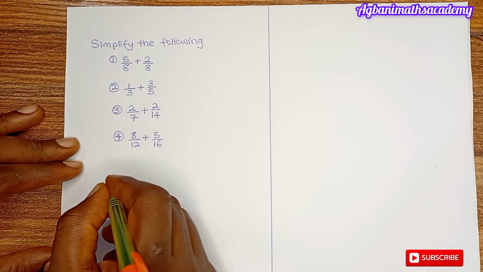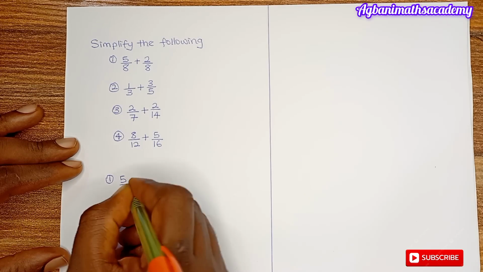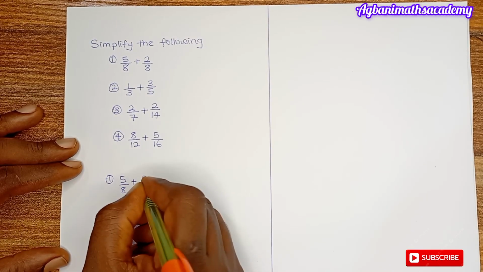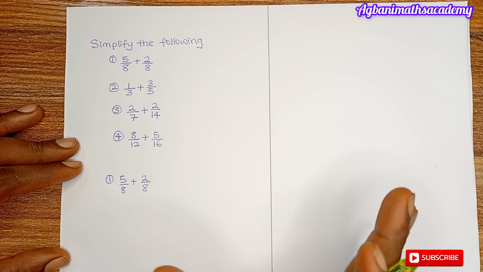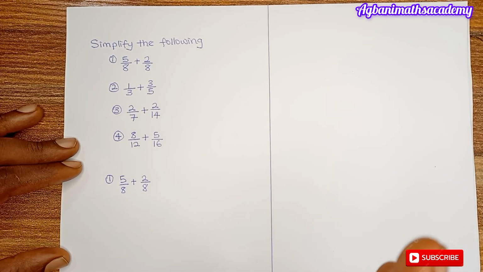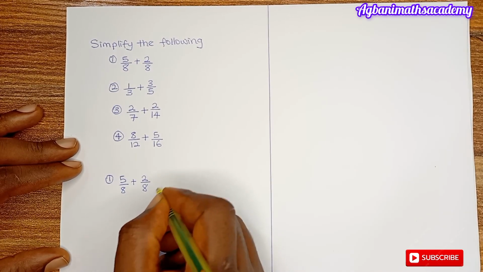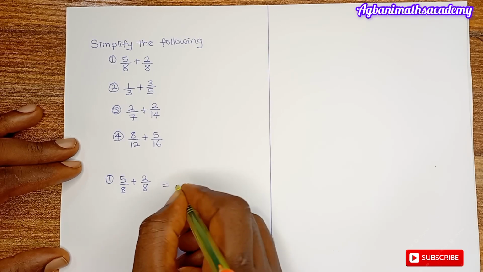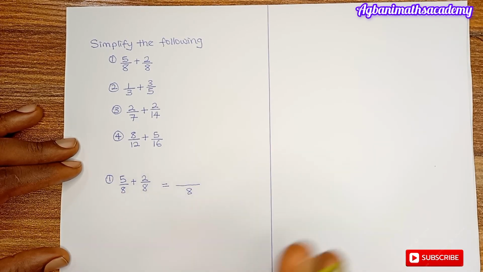So let's look at the first one. We have 5 all over 8 plus 2 all over 8. Whenever you have a question where the denominators are the same, your work is very simple. All you need to do is pick out one of the two denominators as your common denominator for your final answer. So this will mean our common denominator is going to be 8 because the two denominators are the same.